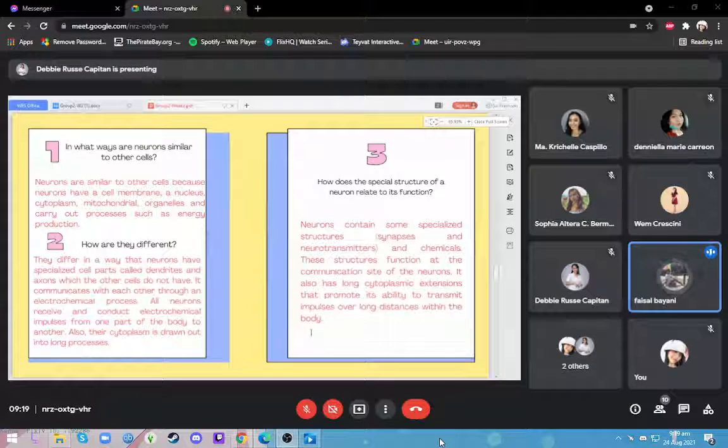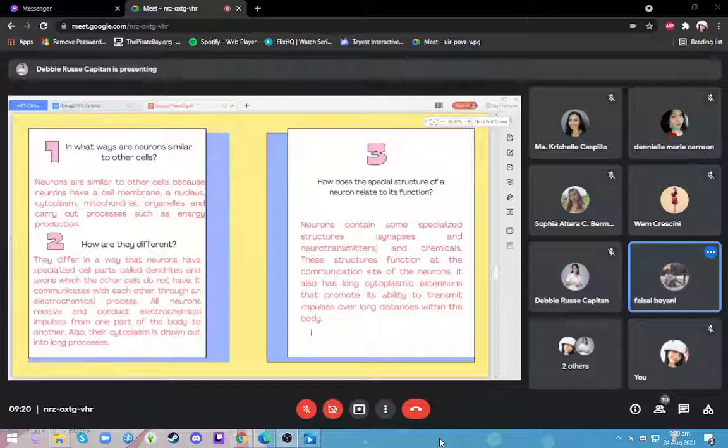Number one, in what ways are neurons similar to other cells? Our answer is neurons are similar to other cells because neurons have a cell membrane, a nucleus, cytoplasm, mitochondria, organelles, and carry out processes such as energy production. Number two, how are they different? Our answer is they differ in that neurons have specialized cell parts called dendrites and axons, which other cells do not have.